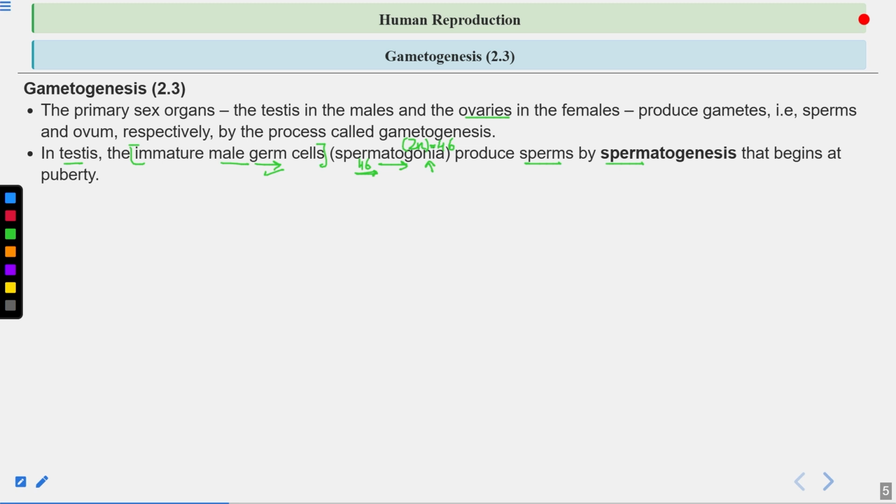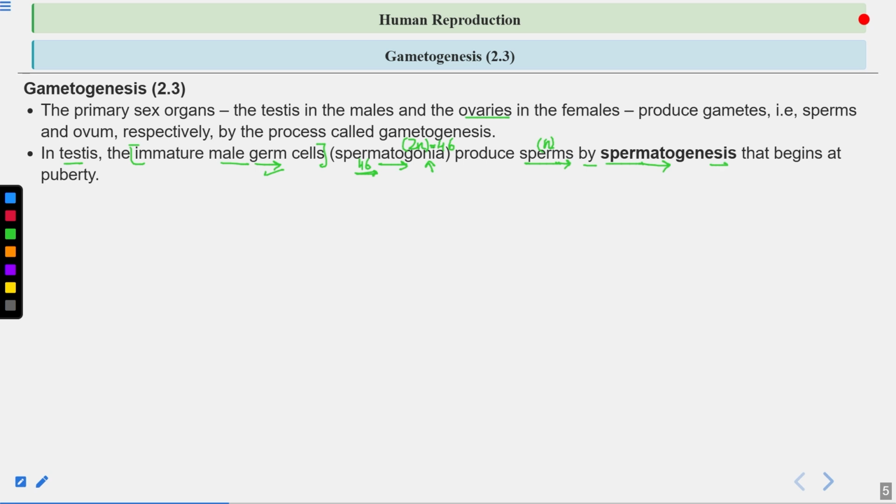So meiosis occurs in spermatogonia to form sperms. Sperms are produced by meiosis, and meiosis is known as the reductional division. There is a reduction of chromosome number to half. So sperms will be haploid. Haploid means they have only one set of chromosomes. This process is known as spermatogenesis, meaning sperm formation, male gamete formation.